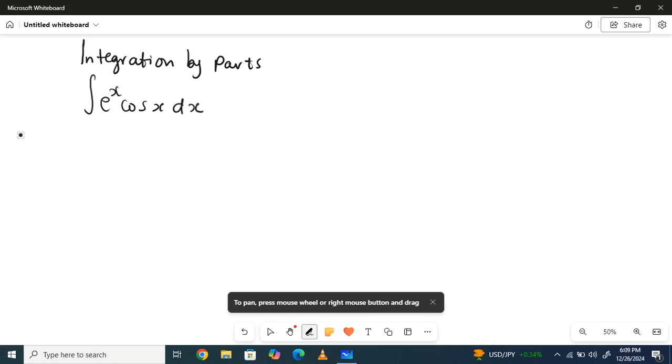Good evening. Today we want to handle integration by parts. So we have a problem here: the integral of e to power x cos x dx. We want to integrate by parts.